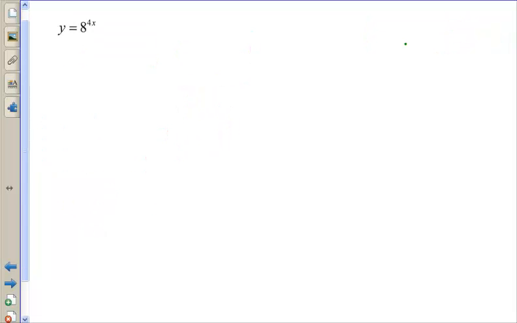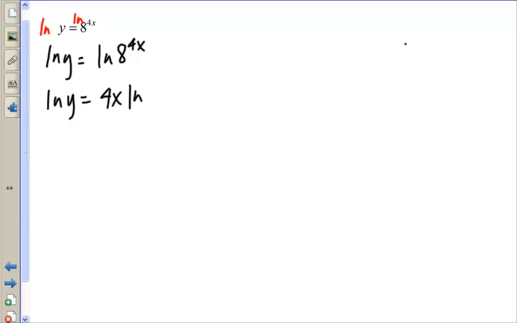Okay, on this one, we're going to take a little trick, a little rule of algebra, and take the natural log of both sides. And this gets us the natural log of y equals the natural log of 8 to the 4x. And this isn't too bad because we can use our properties of logarithms, and we end up with 4x times the natural log of 8.